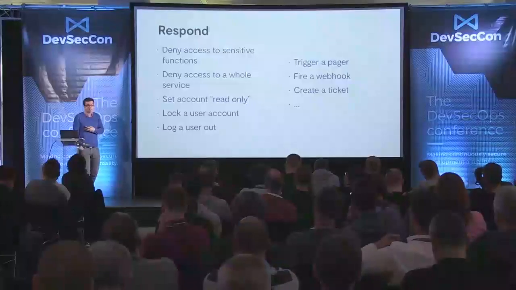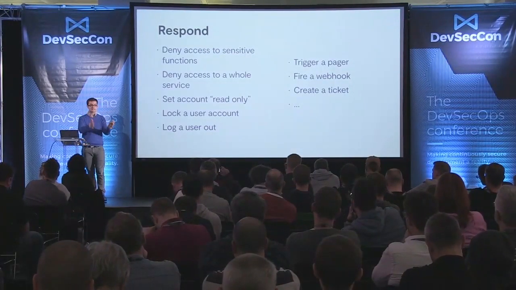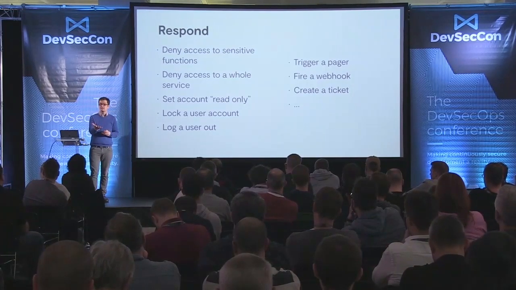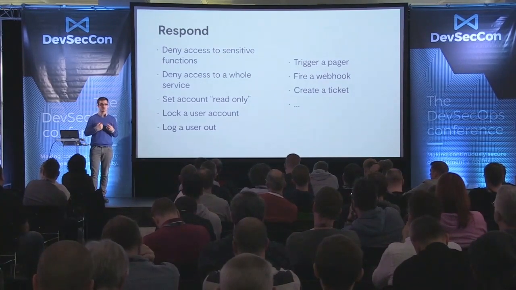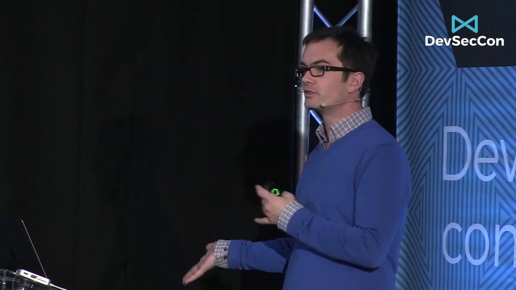Once we have detected something, we want to respond. We want to deny access to sensitive functions, deny access to a whole service, set an account as read-only, lock a user account, maybe log the user out. Those are all actions that are quite easy to do since we are already in the code. So we could imagine that we have specific helpers in this library to help us perform business responses. Of course, we could also do notifications like trigger a pager, fire a webhook, or create a Jira ticket, for instance.